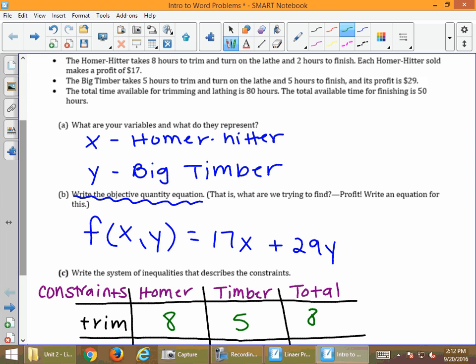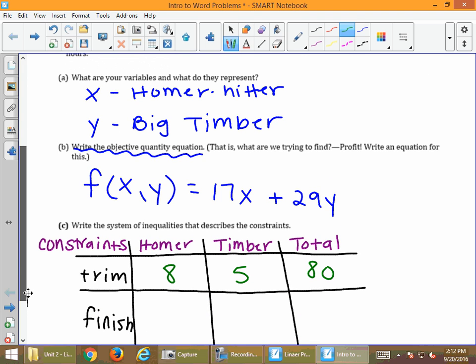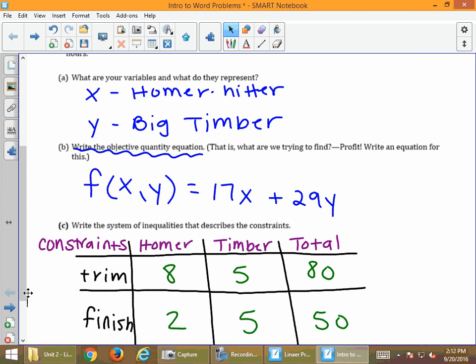80 hours. Done. Right? Hold that part. Do the same thing for finishing. If you look back at the word problem, how many total hours does it take to finish a Homer? 2. How many hours for a Timber? 5. How many total finishing hours do you have? 50. You literally just made your equations.